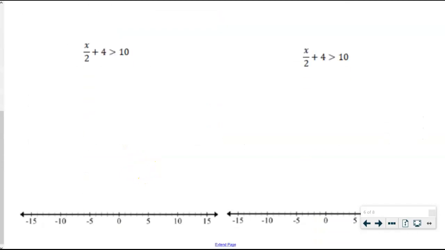And the last one, x divided by 2 plus 4 is greater than 10. My solving steps here include subtracting 4 from each side, leaving me with x divided by 2 is greater than 10 minus 4 is 6. I then am going to multiply each side by 2. So yes, I'm multiplying, but I'm not multiplying by a negative. So I end up with x is greater than 12. Again, an open circle on 12 because it's not 12, but it is all the numbers greater than or bigger than 12. So I'm shading all of those bigger than 12.